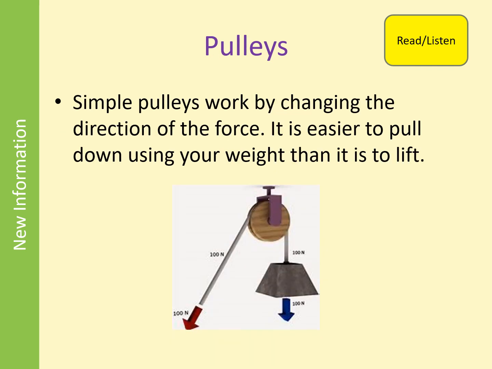Our final type of simple machine is something called a pulley. Simple pulleys work by changing the direction of the force. If you look at the picture, in order to raise the weight, it's much easier to pull down using your weight than it is to actually pick up the weight and lift it.